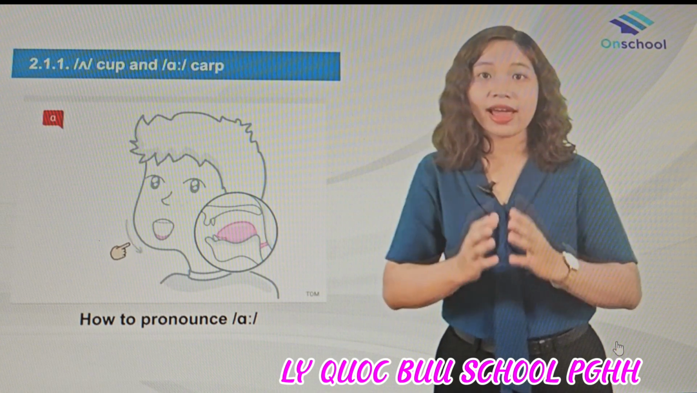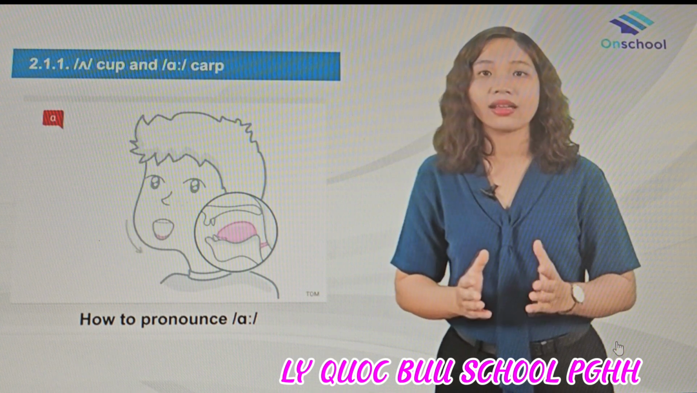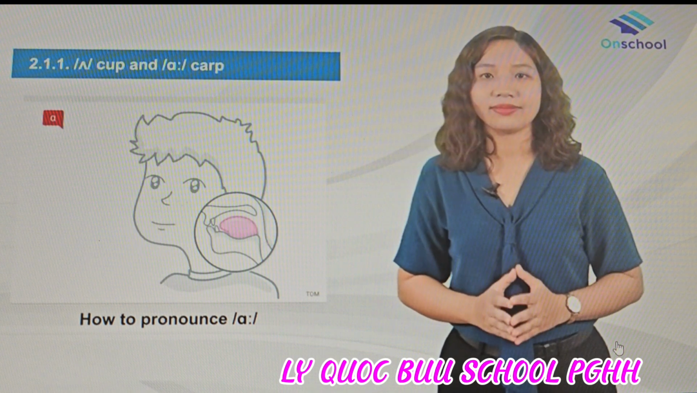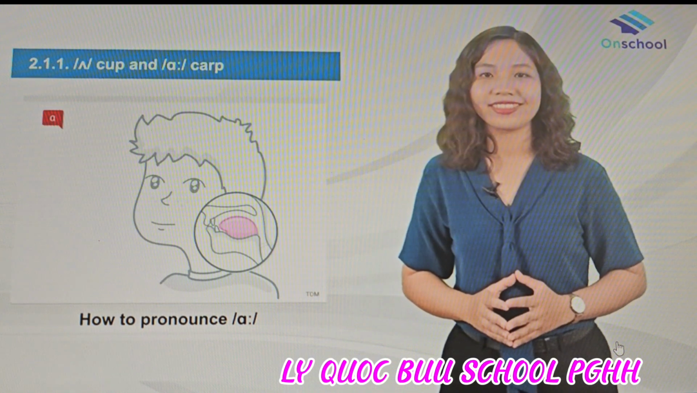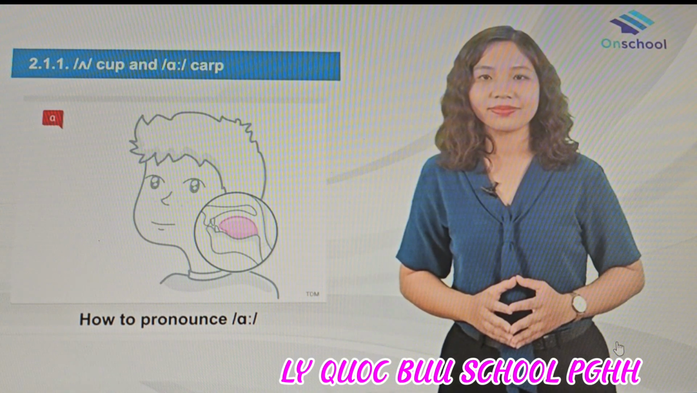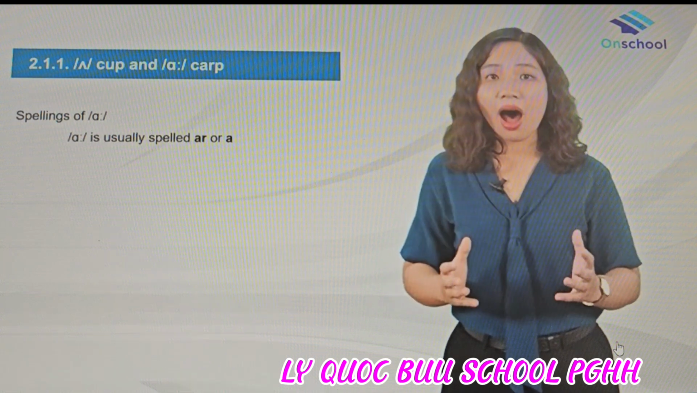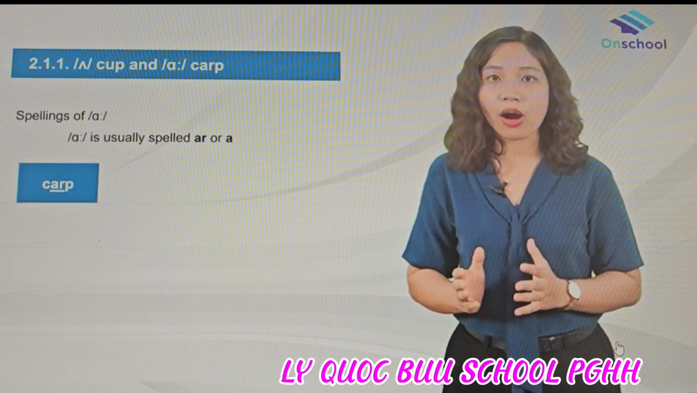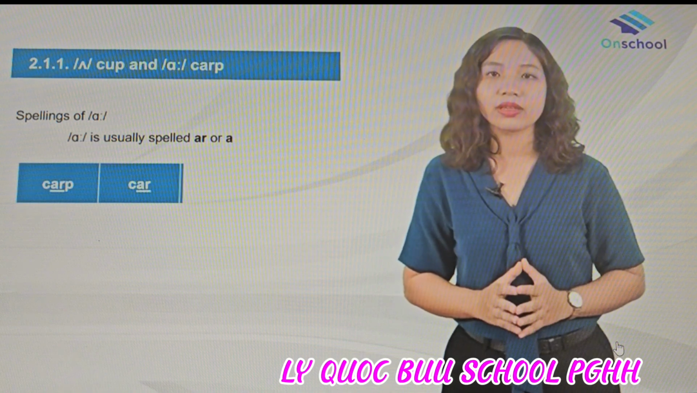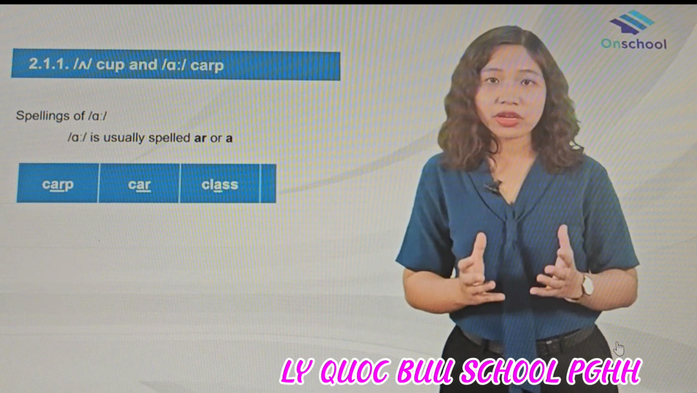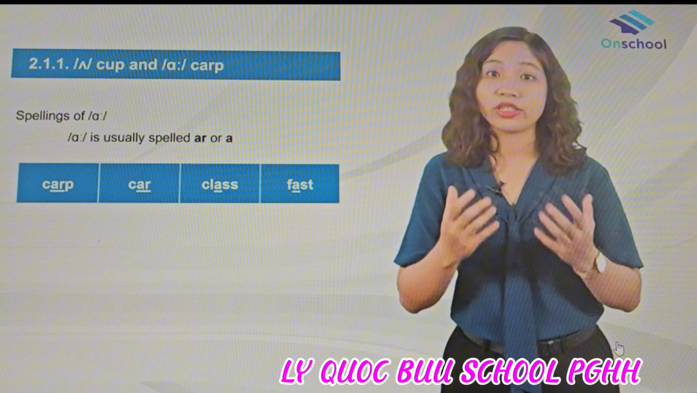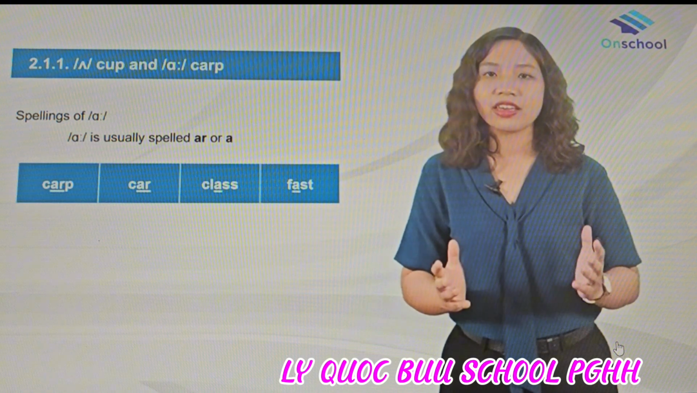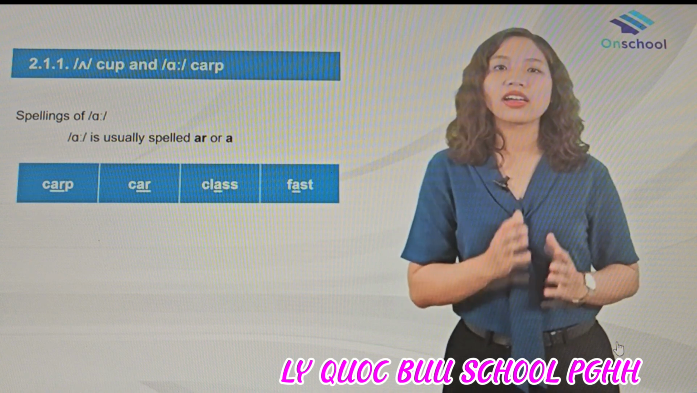Try and repeat after me. Very good. The R sound is usually spelled as AR or A. Whenever you see AR, you can try and read it as R. Here are some examples. Cop.